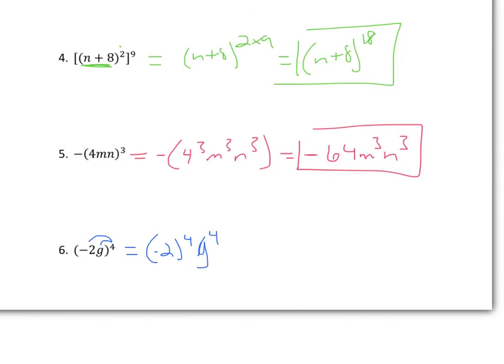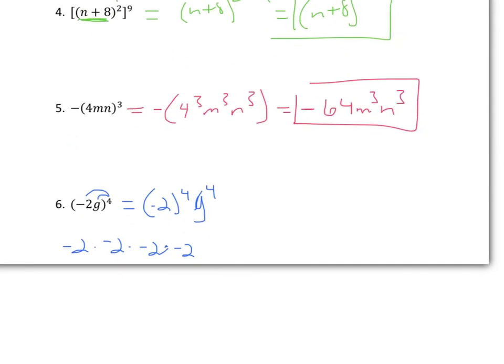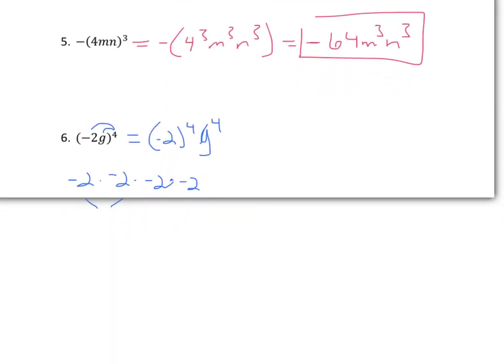Now we have to do negative 2 to the 4th. For 4th powers, I usually don't have you do those unless it's 2, because 2 is a nice and small number. So negative 2 to the 4th, remember, is going to be negative 2 times negative 2 times negative 2 times negative 2. We all know that negative 2 times negative 2 is positive 4, and negative 2 times negative 2 is positive 4. So multiply those two together, and you'll be at positive 16. So negative 2 to the 4th is positive 16. So we've got 16g to the fourth power. And you're all finished.